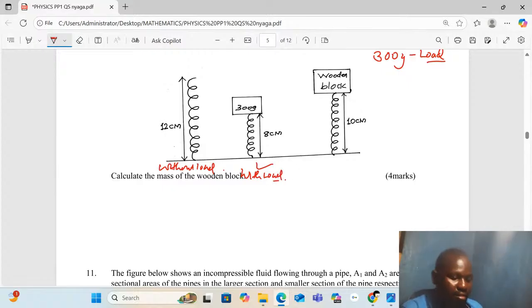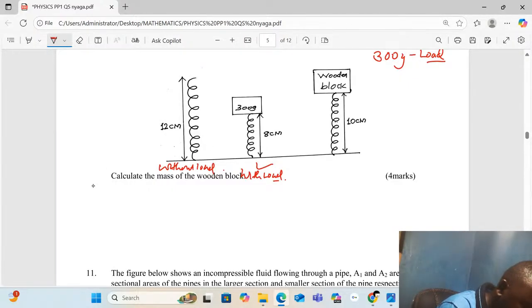And then later on, when it is having a wooden block, we are supposed to calculate the mass of the wooden block. This one has been awarded 4 marks, and the reason for the same is because you must maneuver through a certain process. So step 1, you need to get the spring constant of the spring.